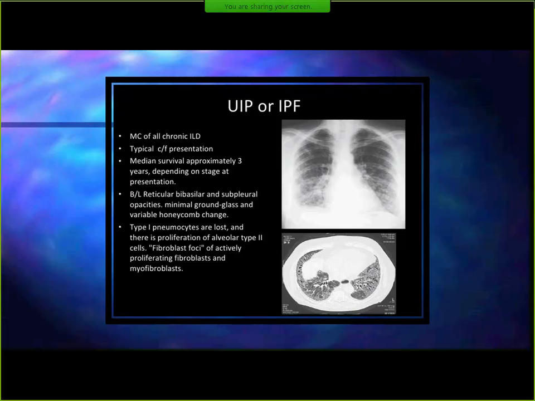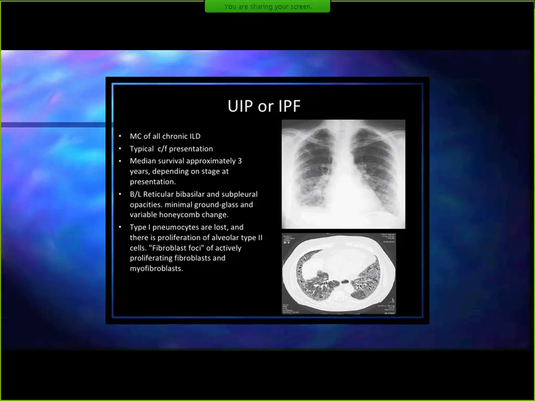There's loss of type 1 pneumocyte. The type 1 pneumocyte is the one that has to do with air exchange, oxygen exchange, and there's proliferation of alveolar type 2 pneumocyte, the one that has to do with repair and production of surfactant. So it's probably an abnormal function of the alveolar type 2 pneumocyte. And you can see fibroblastic foci and proliferation of fibroblasts and myofibroblasts. So it's an abnormal repair.